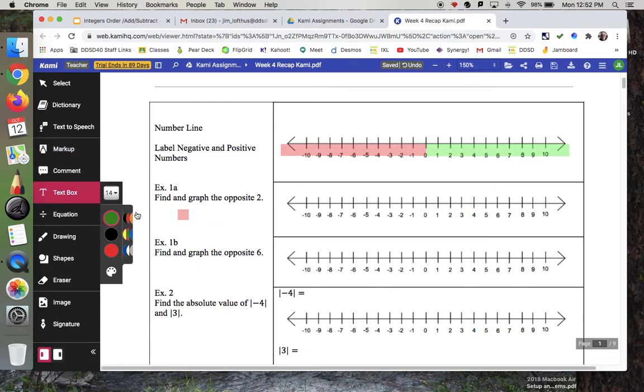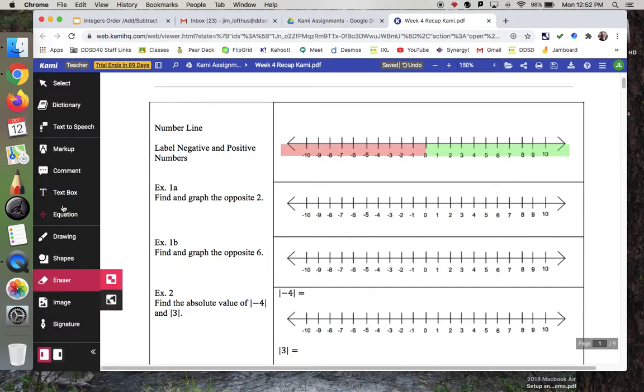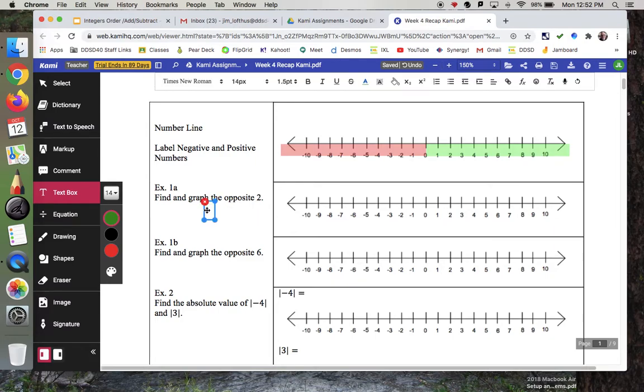Let me grab a text box right here. Let me see if we can unmark this. Don't really want that marked right there. There we go. Okay, so instead of just opposite, we wrote that it's really the opposite side of 0.